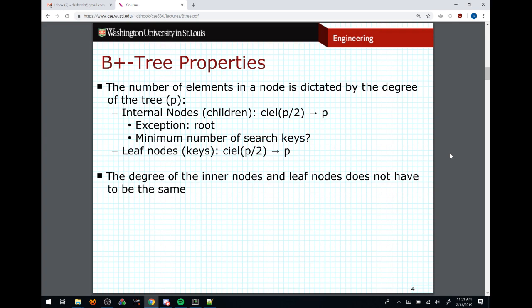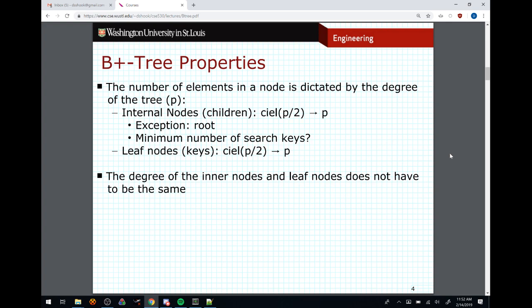So we want to allow our nodes to have some empty space, but we don't want them to be extremely empty because then that becomes inefficient as well. So the question is, what do we mean by empty in this case? And a traditional way of doing it is to say half capacity. I want every node to be at least half full at all times. So for an internal node, that means it must have at least p over 2 children, where p is effectively the same thing as the fanout.